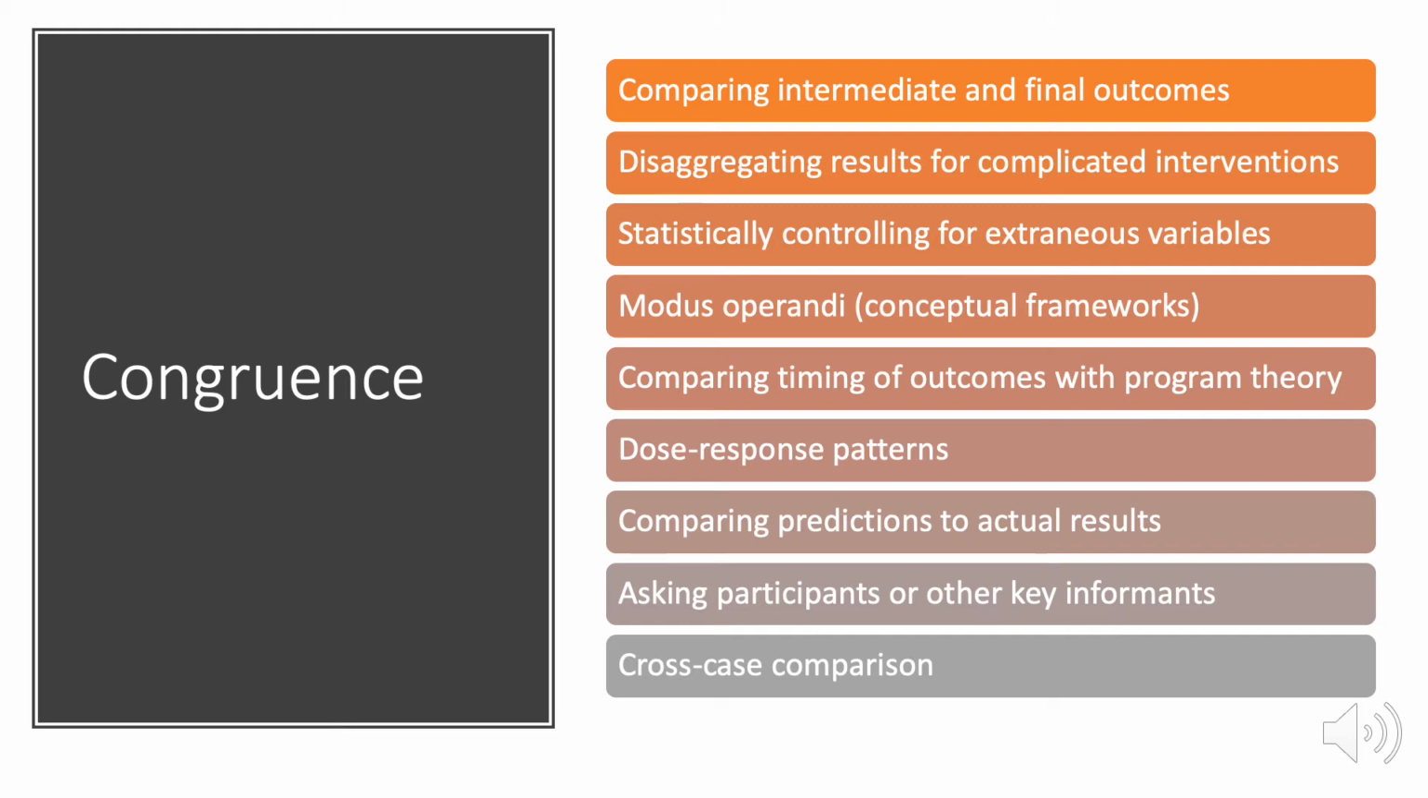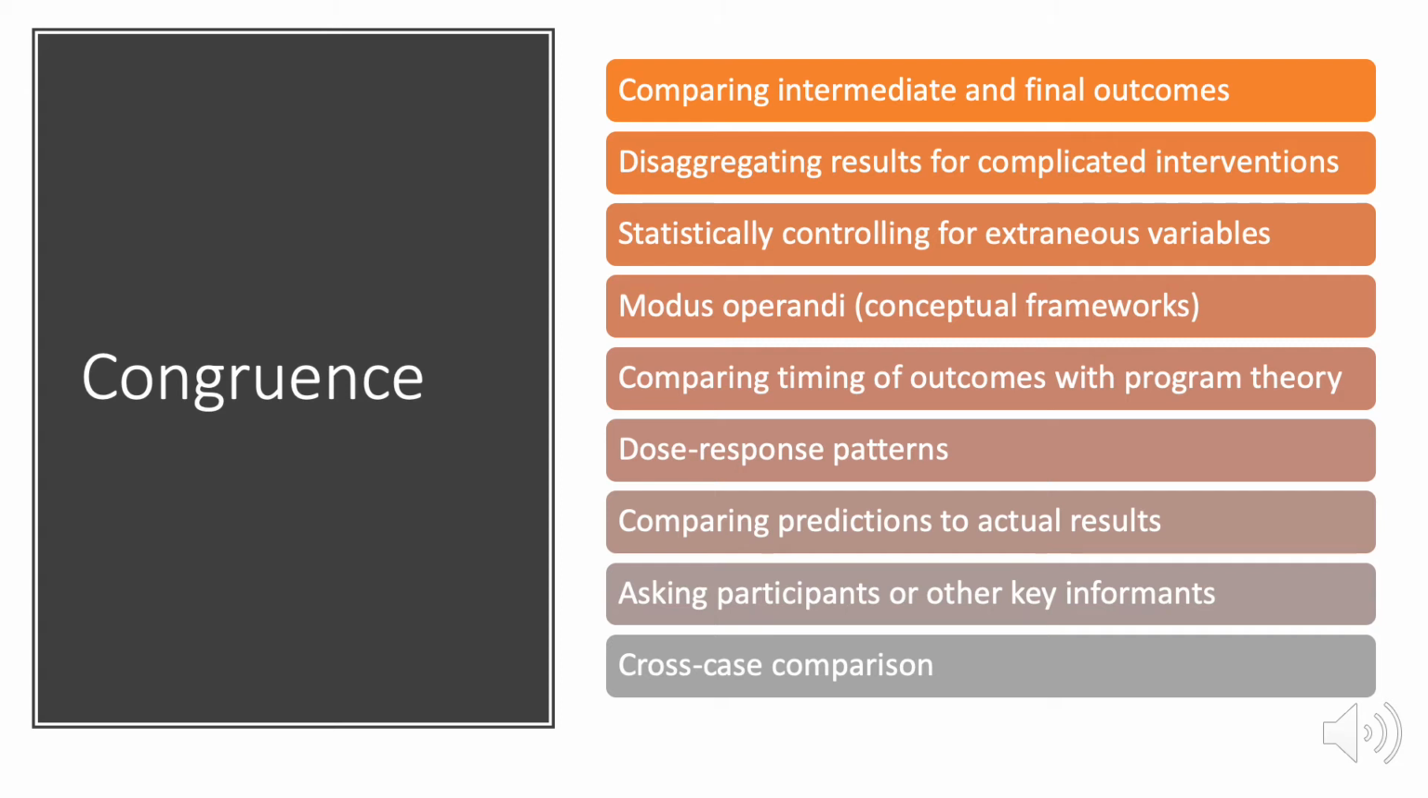We may want to statistically control for extraneous variables. For example, certain factors about participants we might want to control for, other contextual factors that might come up. There are a number of ways that statistics can be used if you have a large enough sample to do that meaningfully.